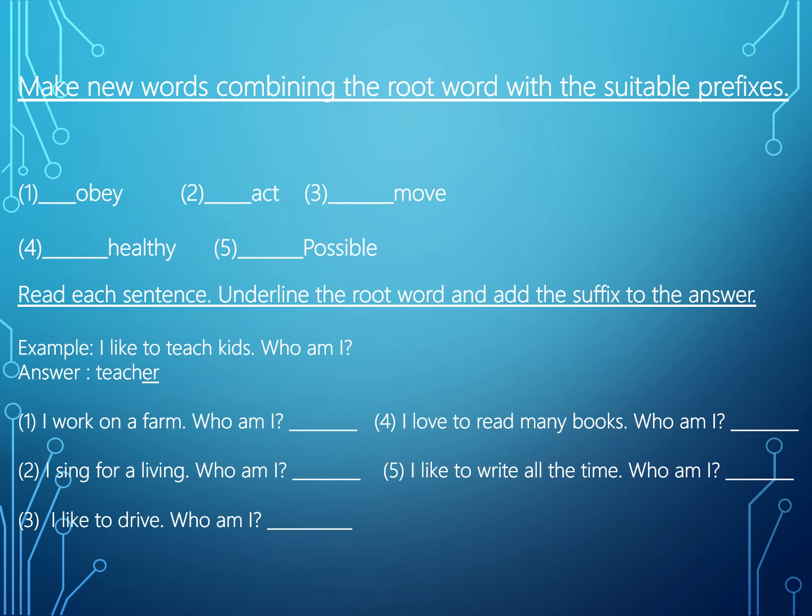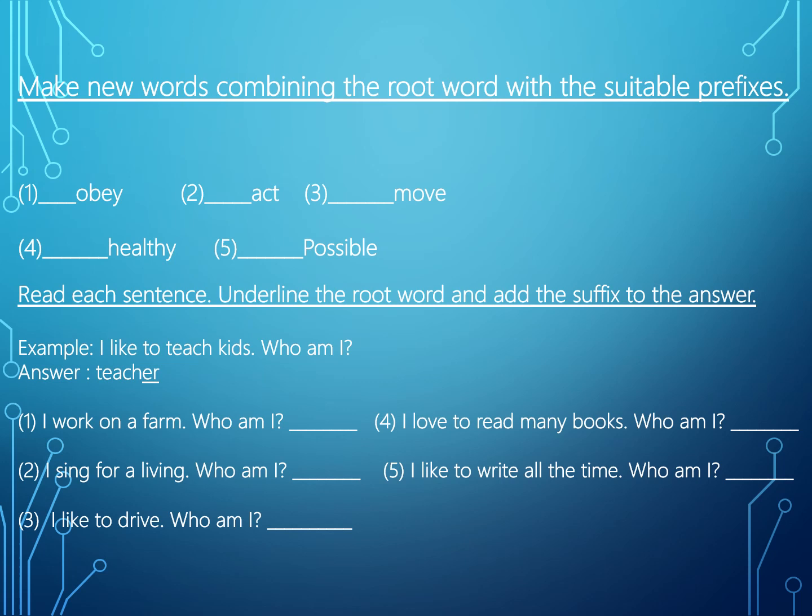So students, so far we have seen root words, suffixes and prefixes. Let us do this worksheet. In this worksheet we have two different exercises based on prefixes as well as suffixes. Let us focus on this. Make new words combining the root word with the suitable prefixes. Dash obey, dash act, dash move, dash healthy, dash possible. So please children, think and write the suitable prefixes over there.